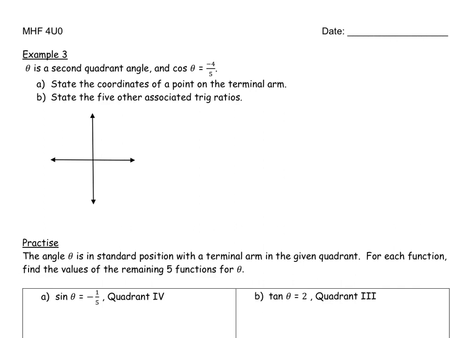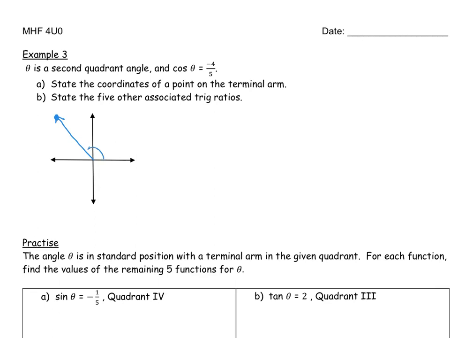So this example says theta is a second quadrant angle and cos theta equals negative 4 over 5. And we are going to state the coordinates of a point on the terminal arm and find the other 5 associated trig ratios. So we have cos, we need to find sine, tan, and all of the reciprocals. So the first thing I tell people when you see a question like this is you need to draw a picture. Okay, as soon as you see something like that, you need to draw this triangle and this angle. Okay, so theta is a second quadrant angle, so your terminal arm is in quadrant 2.